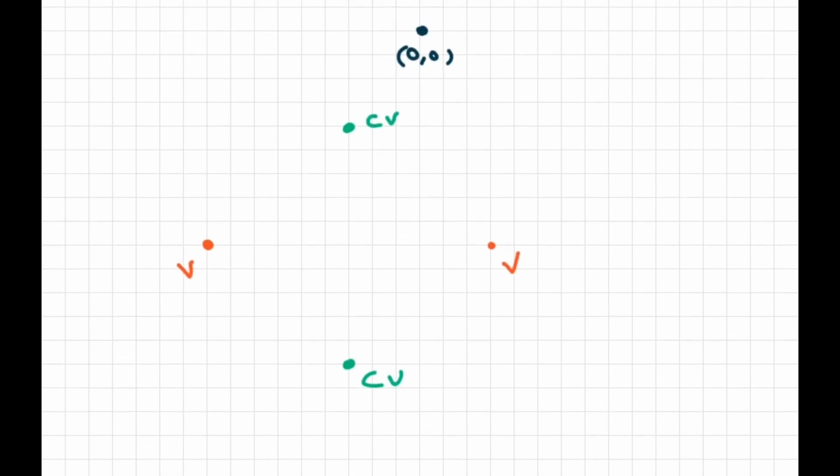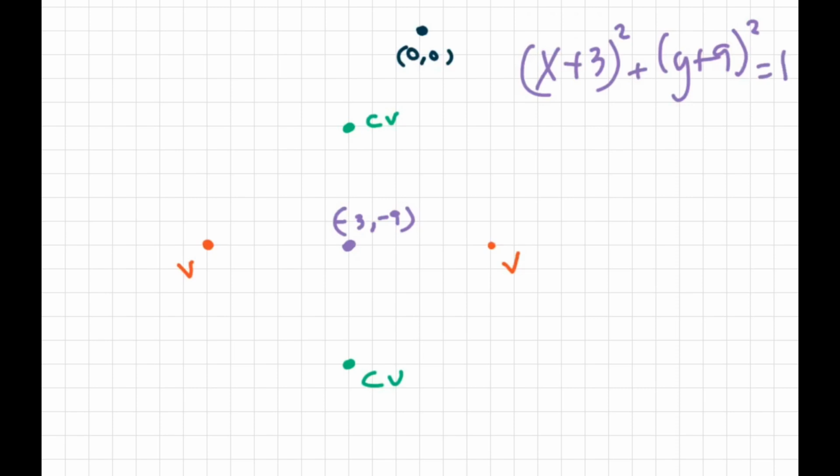Okay, I have here a graph and I have 0, 0 for my reference. So I put that in there so I'd have a place to start. And so from 0, 0, I graph my vertices and then my co-vertices. My center point then is easy enough to find. It's at -3, -9. And so I can use that for my equation. So x plus 3 and y plus 9 equals 1.